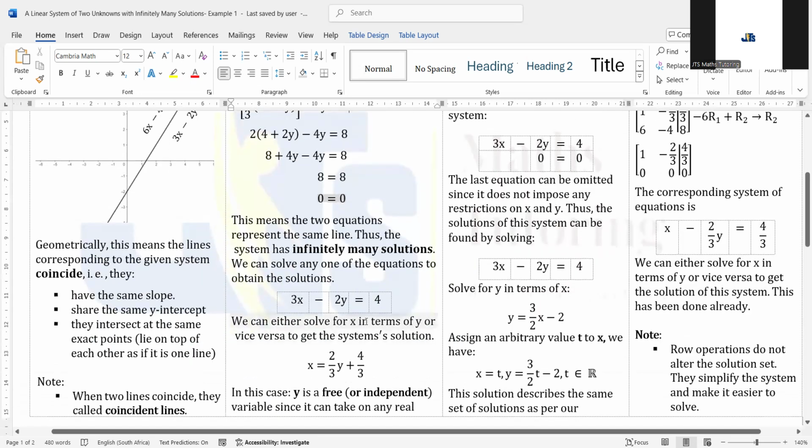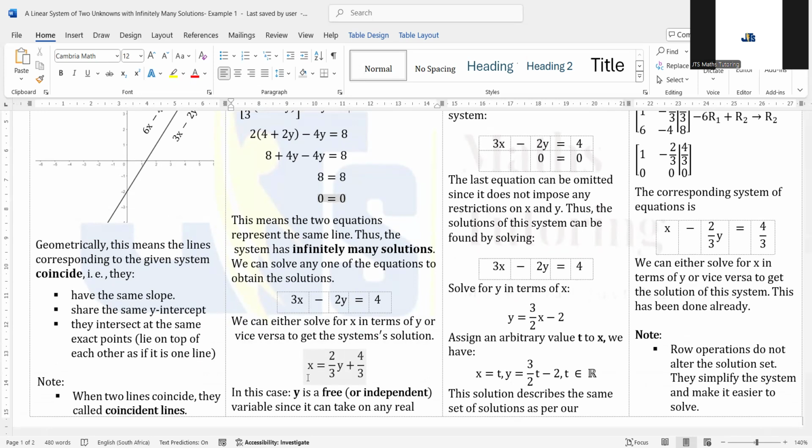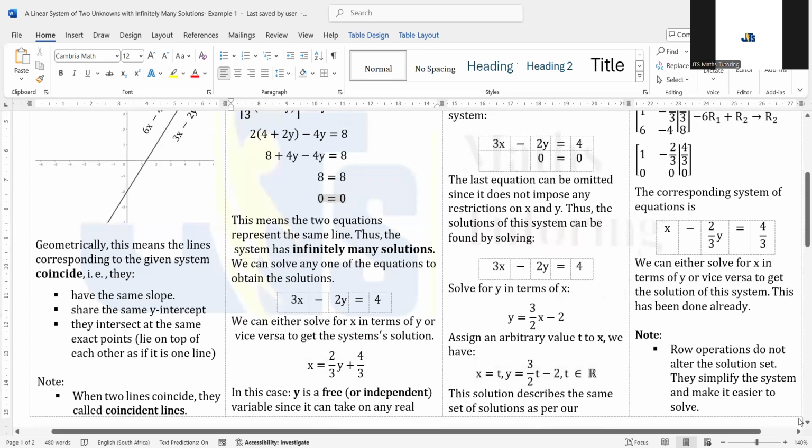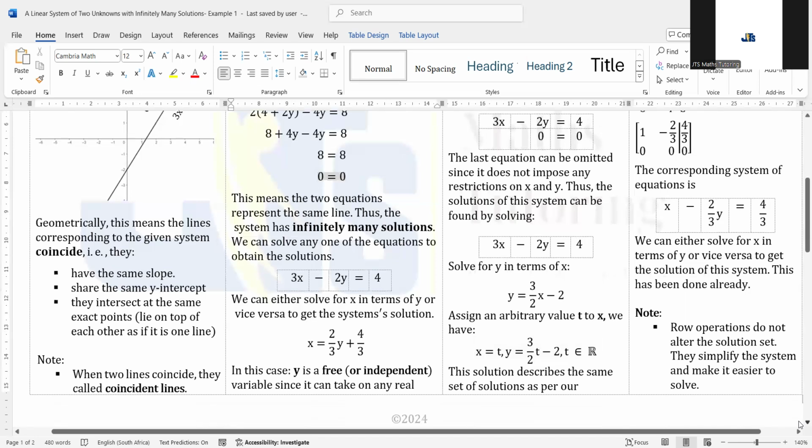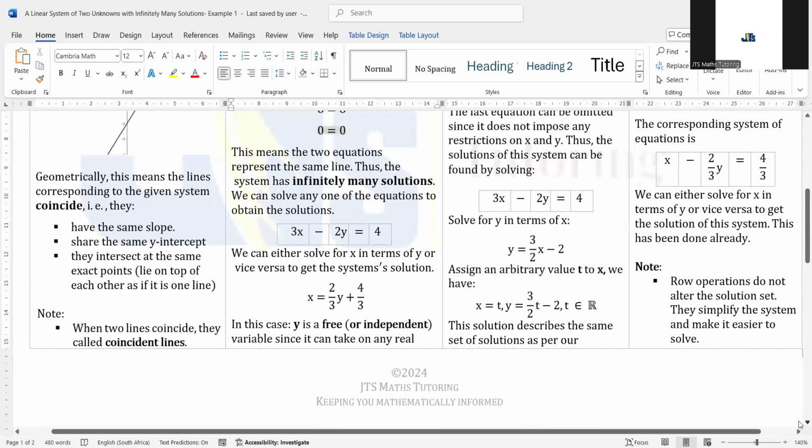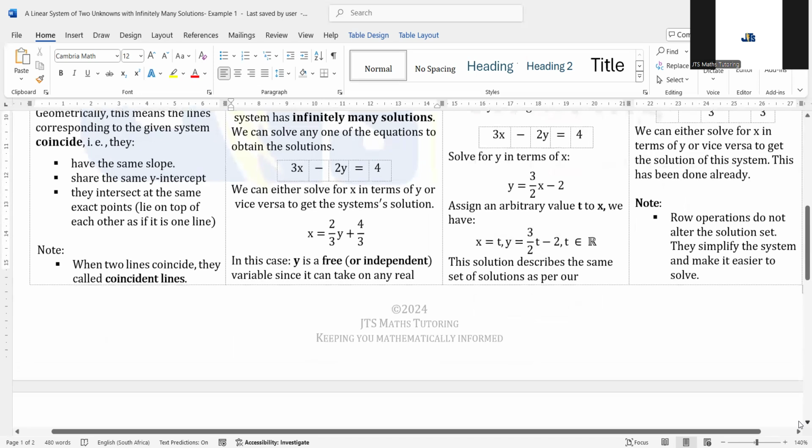We can either solve for x in terms of y, or vice versa, which is what you've seen here. I've solved x in terms of y. So when I've done this, it means y is a free variable or an independent variable, meaning that x is a dependent variable because it depends on whatever value has been assigned to y. Okay, beautiful.